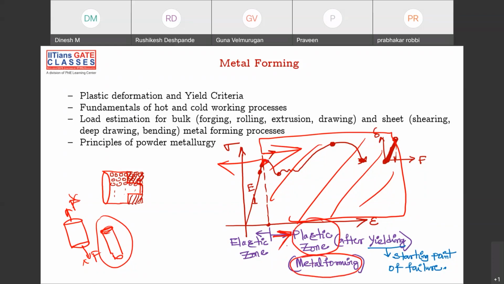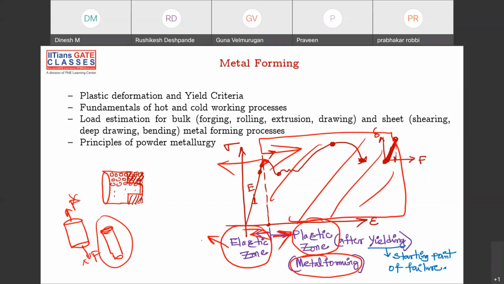this metal forming. Before this, where do you want to use this elastic zone? Anyone? Where do you want to use this elastic zone? Okay, for forming I'm using the plastic zone. I want my material to fail and it has to not come back. In which applications do you want to use an elastic zone? Anyone?